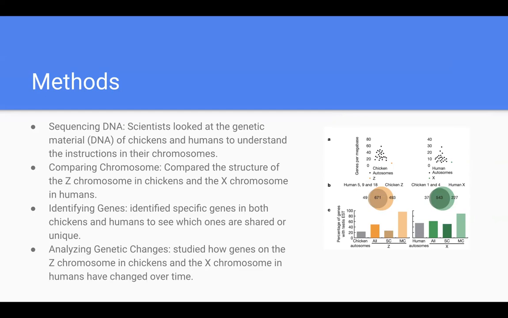Identifying genes. Identifying the specific genes in both chicken and humans to see which are shared or unique. This is like finding a specific character in a script of a play to see if they appear in both stories. Analyzing genetic changes. Study how genes of the Z chromosome in the chickens and the X chromosome in humans have changed over time. This is like tracking two characters in a story and seeing how the roles have evolved through a plot.